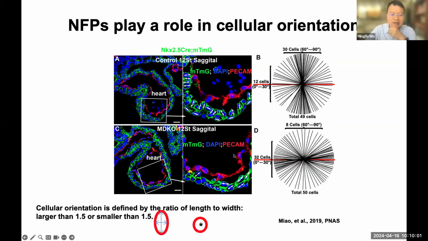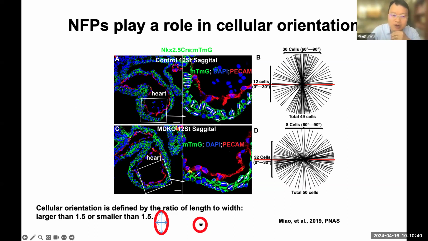And we also used a genetic model to show that the cells in the outer layer are oriented parallel to the heart surface, while the cells in the inner layer are oriented perpendicular to the heart surface. And here is a pie chart summary of the cell orientation pattern in the control. Each line here represents the orientation of a cell. As you can see, the majority of the cells are oriented perpendicular to the heart surface, and some cells are parallel to the heart surface.